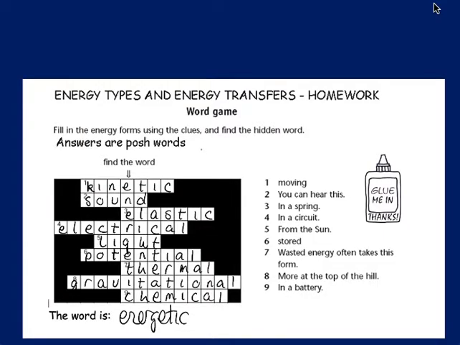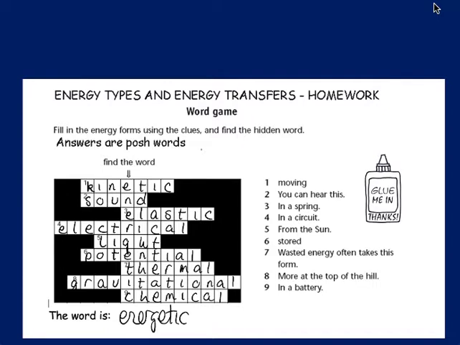This then was our word game, crosswords. So kinetic energy is moving energy. Sound energy is what we hear. In a spring, it's elastic energy. In a circuit, it's electrical, because there's going to be wires involved. From the sun, in this case I wanted light and not solar.